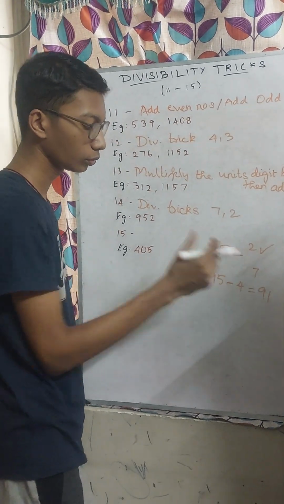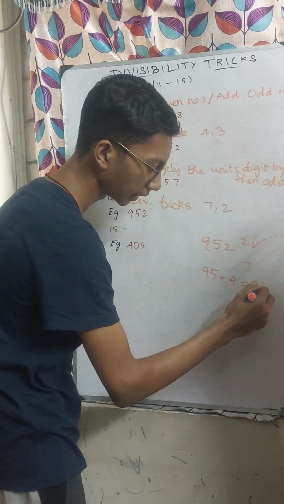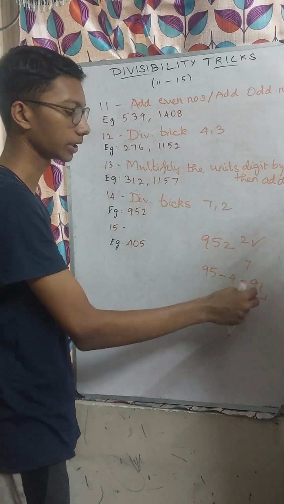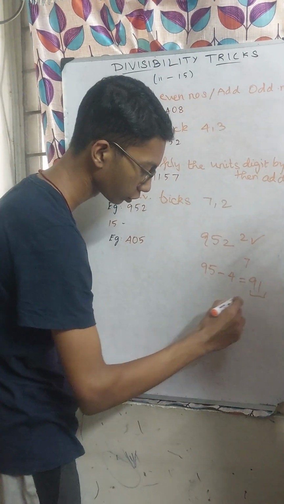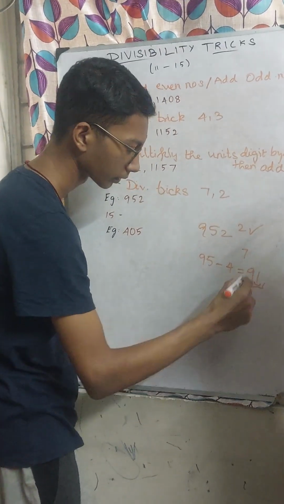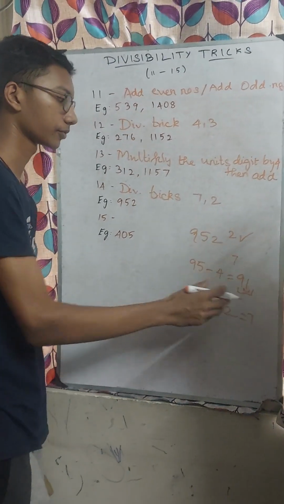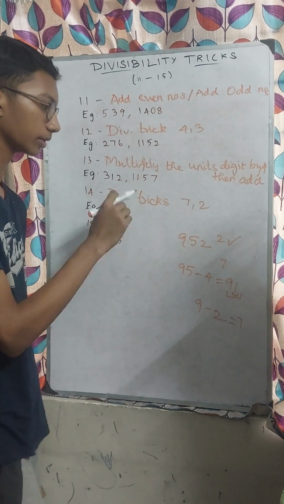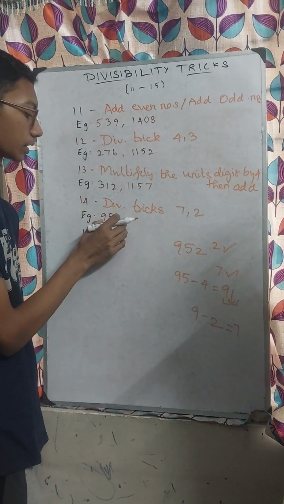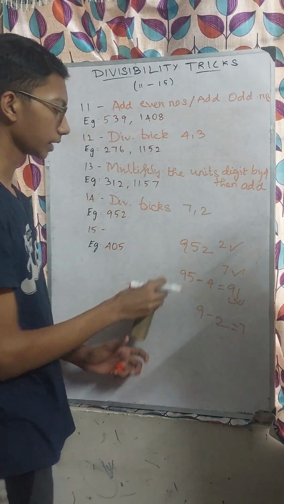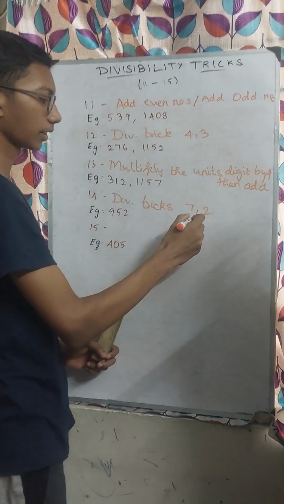Now we do not see directly whether this is a multiple of 7. So we need to apply the divisibility trick for 7 again. Multiply the last digit by 2 and subtract it from the rest. So 9 minus 2 gives 7. 7 is a multiple of 7. So 952 is divisible by 7. So the divisibility trick for 7 is also checked, and this number is divisible by 14. That's the trick for 14. So just do the divisibility tricks for the numbers 7 and 2.